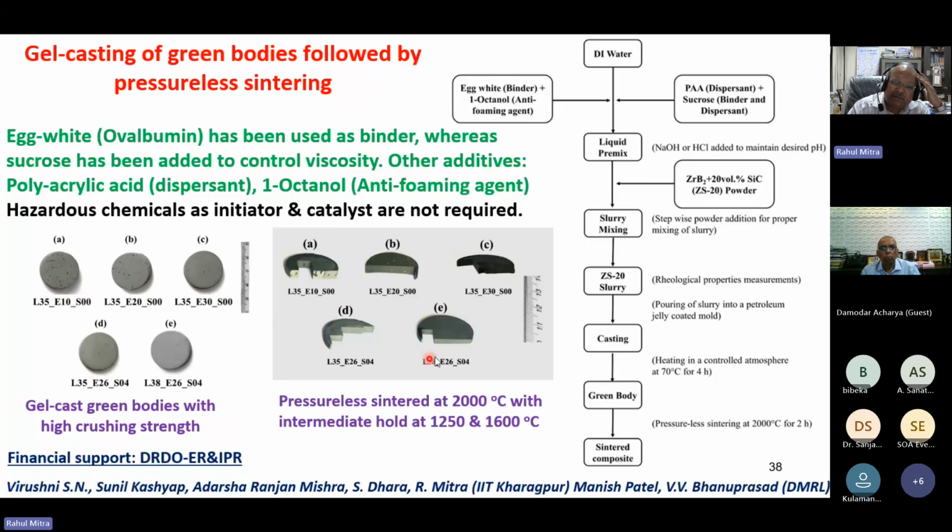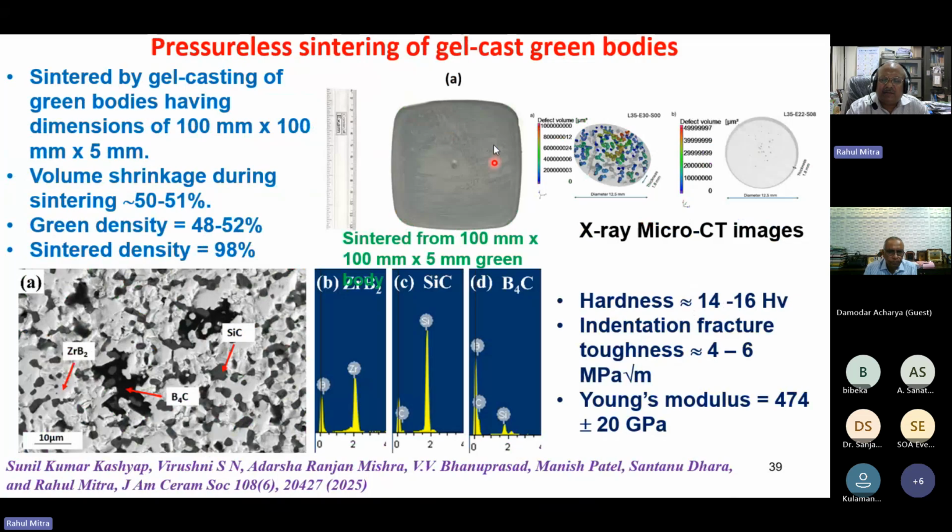So then we sintered them at 2000 degrees centigrade with prior holding at 1250 and 1600 in a graphite furnace. And then we could get densities close to 98%. So we could make big pieces of ZrB2, 100 by 100 by 5 mm. These are because we promised in the DRDO project that we will be making tiles of this size. So we could make that. We could make green bodies and sinter them, and we could get density of 90%.